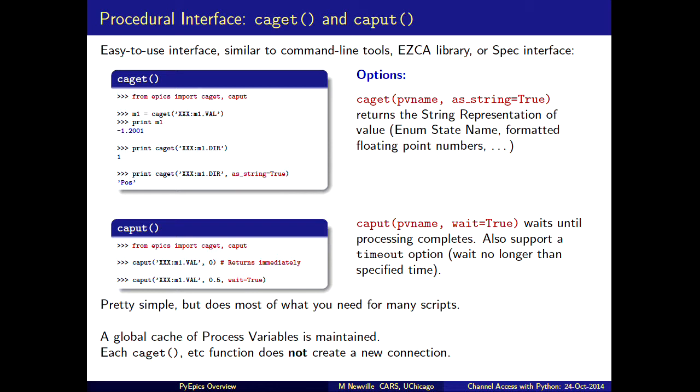Using these functions is actually pretty efficient, because when you do a CA get, first it creates a PV, stores that, and then the next time you access that PV, it uses the stored PV. So unlike the command line version or in C, that is not making a new channel connection every time for each of these gets with the same PV names.